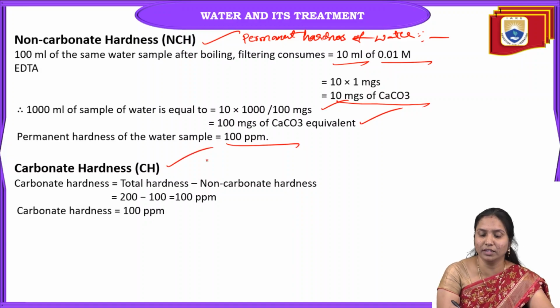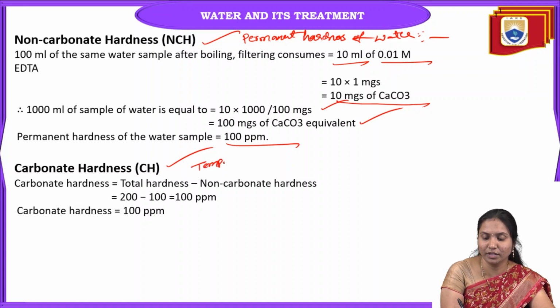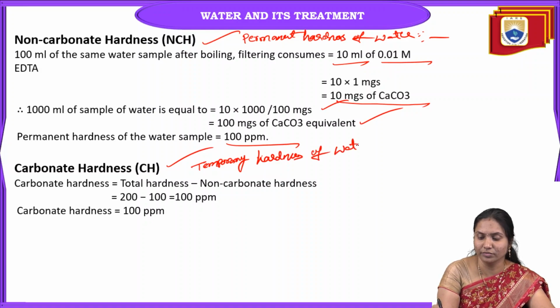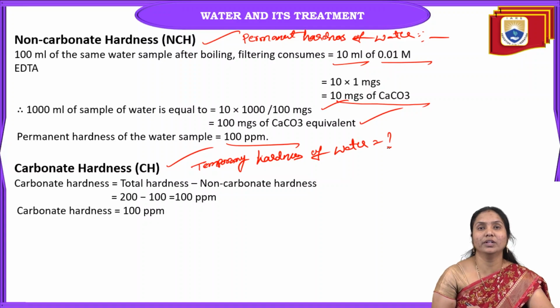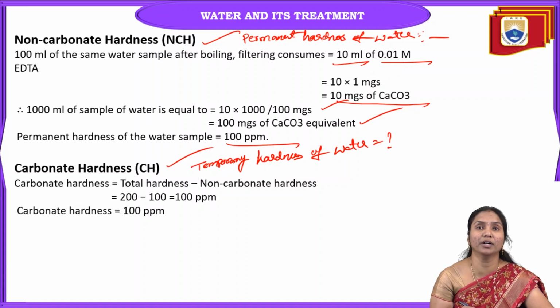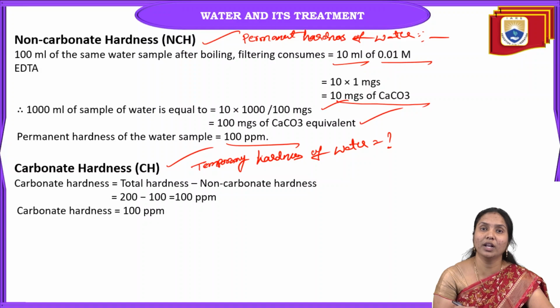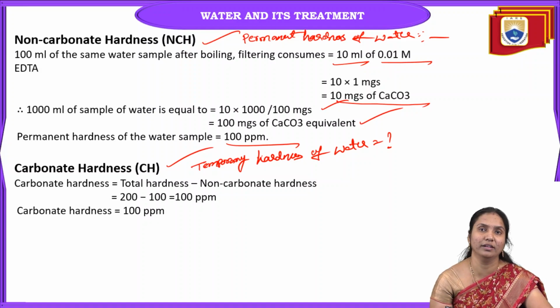So the carbonate hardness, that means temporary hardness. How can we determine the temporary hardness of water? It's equal to total hardness minus permanent hardness, or total hardness minus non-carbonate hardness.